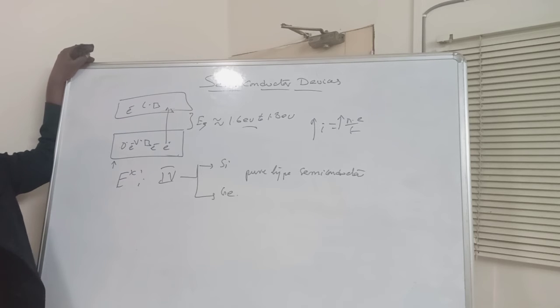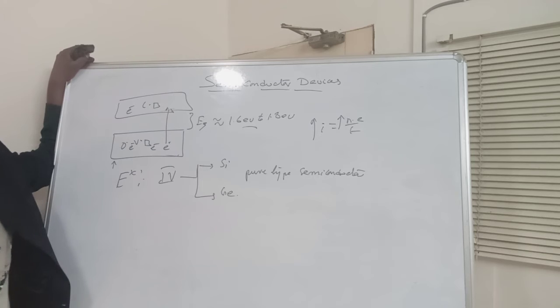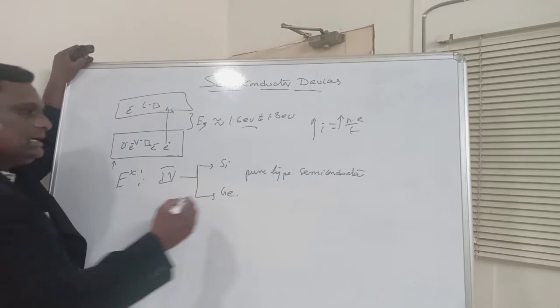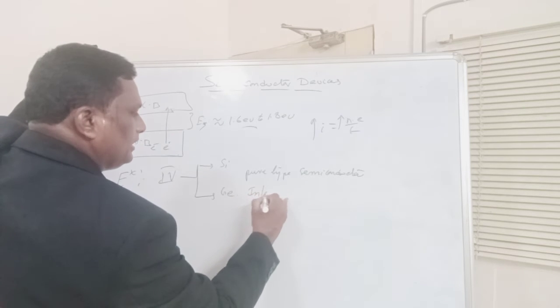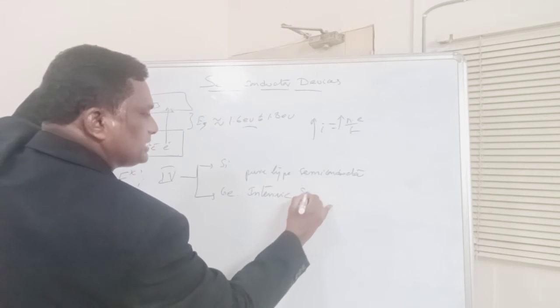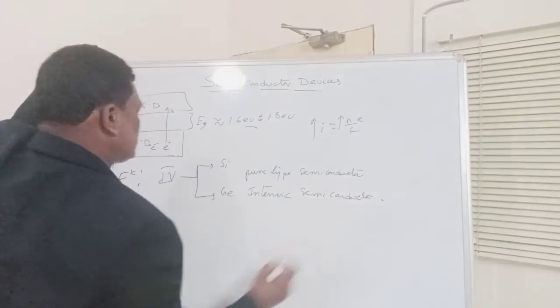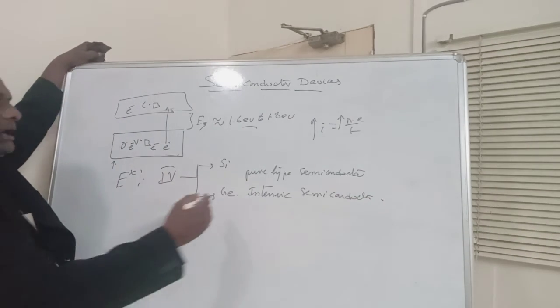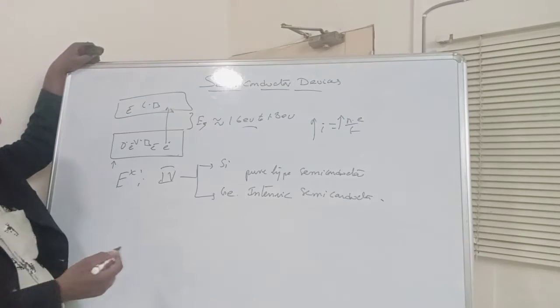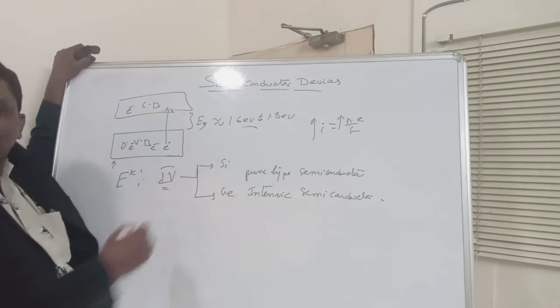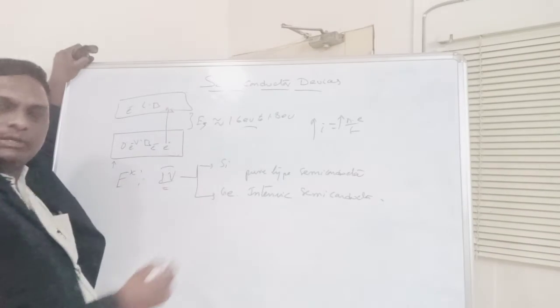Those semiconductors are called extrinsic semiconductors or impure type semiconductors. And these are the pure type semiconductors or intrinsic semiconductors. What are the intrinsic semiconductors? These are 4th group elements like silicon and germanium. So these two are called pure type semiconductors.